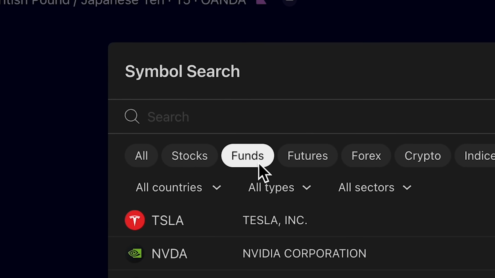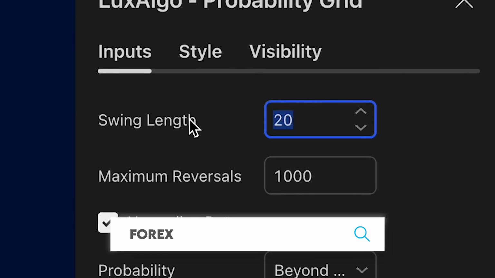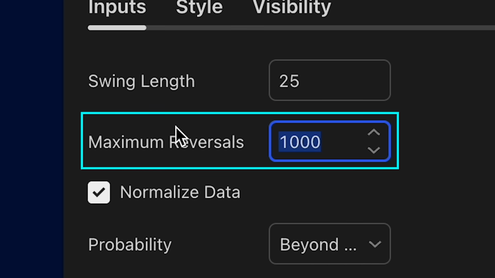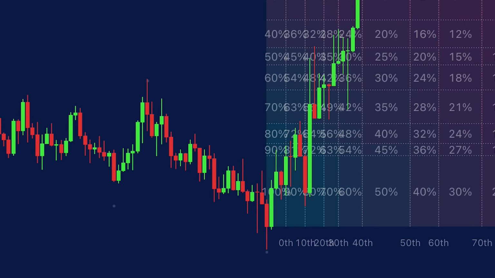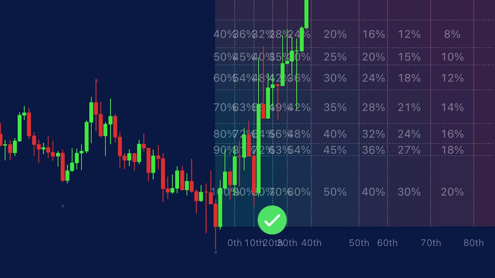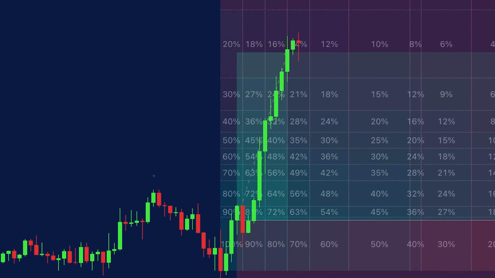Now, different markets require different settings for maximum momentum accuracy. For forex pairs, especially majors, set swing length to 25 and maximum reversals to 75. Forex markets have longer cycles and more institutional manipulation, so you need more data points for reliable probabilities. Focus on major pairs during London and New York overlaps when the probability calculations are most accurate.